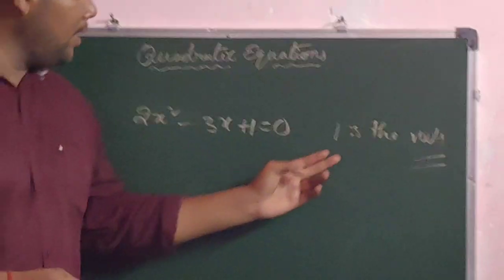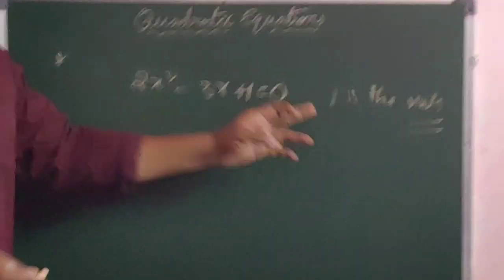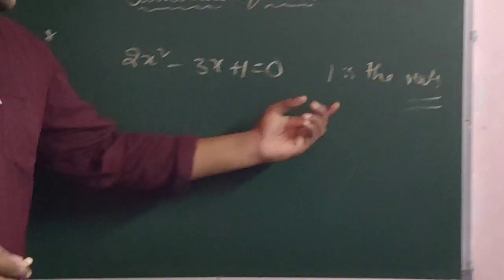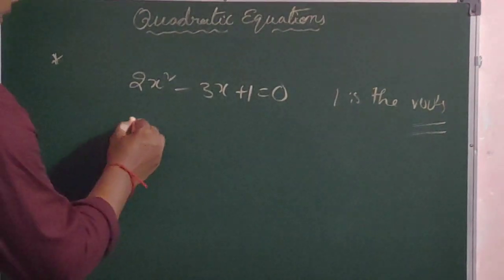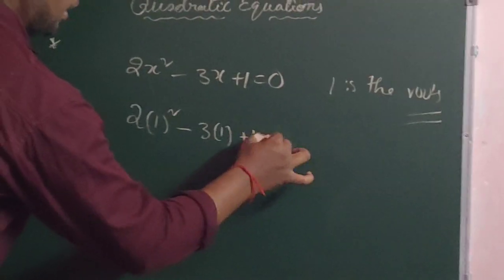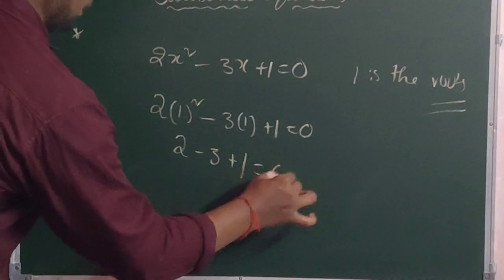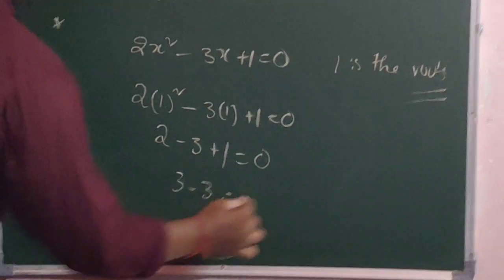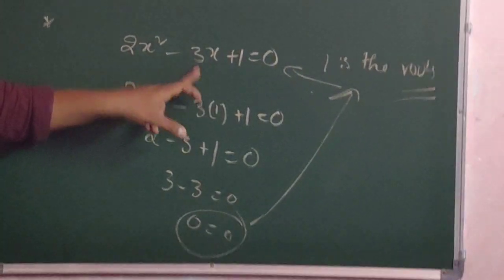So 1 is a root of this quadratic equation. We have to substitute 1 in place of x, okay. What is the root? 1. Substitute in the x places, okay. So 2 into 1 square minus 3 into 1 plus 1 equal to 0. So 1 square into 2 minus 3 plus 1 equal to 0. So 3 minus 3 equal to 0. 0 equal to 0. So 1 is a root of the given quadratic equation.